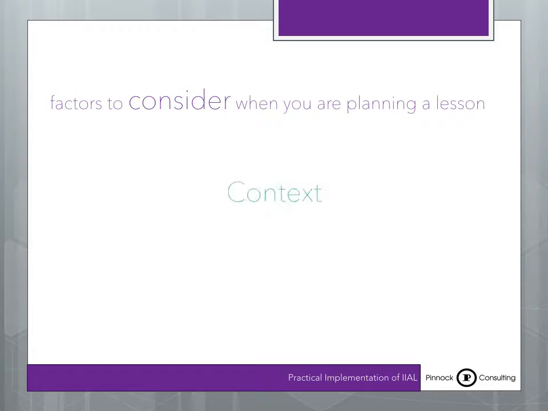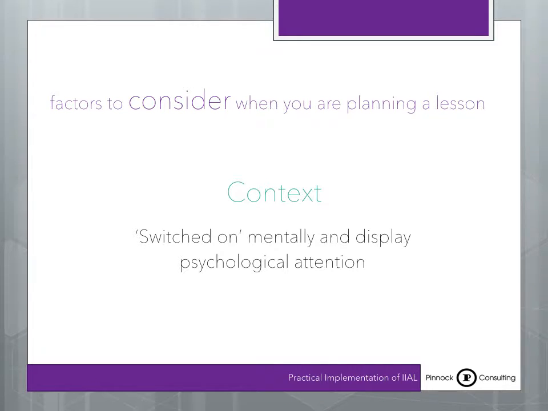The first one is context. The context of the teaching environment is very important. Even if a teacher has prepared a fantastic interactive lesson, learning still might not take place effectively. The learner has to be switched on mentally and display psychological attention to the lesson for effective learning to take place. Awareness needs to be shown by the learners and the teacher for an effective learning process to occur.